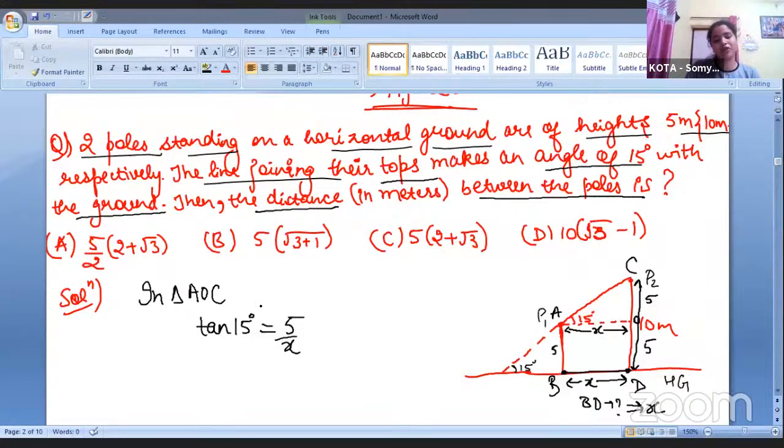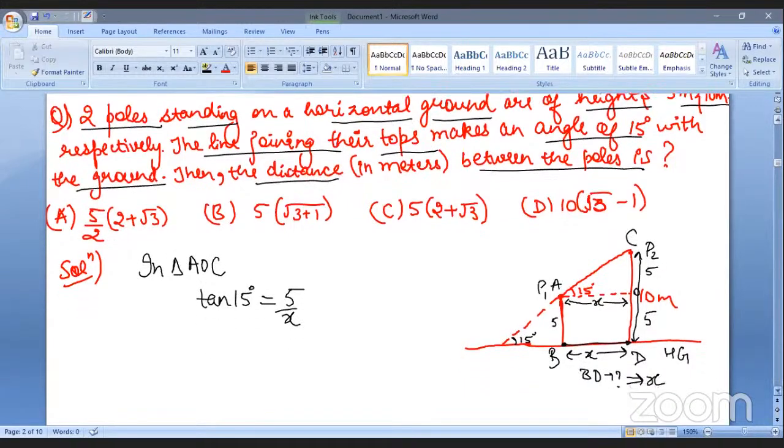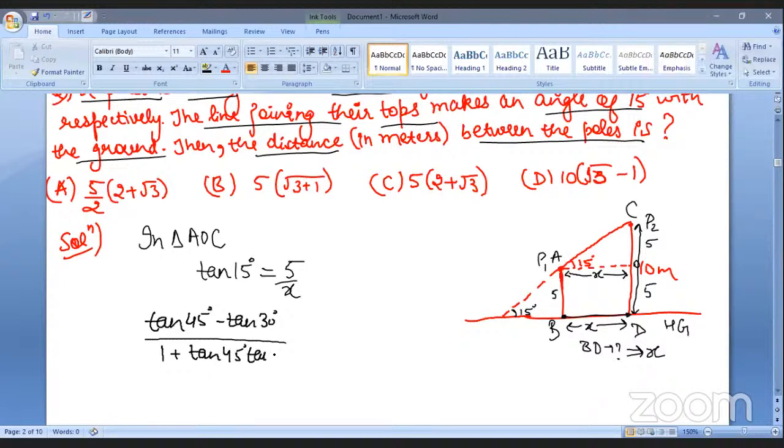Now, how have you calculated the value of tan 15? Can anybody please tell me? Tan 45 minus tan 30, right. Yes, correct, there is a direct formula for it. Yes, that formula you have used because its value is not known to us directly. So it will be... just tell me whether I'm writing right or wrong. Yes, ma'am, correct.